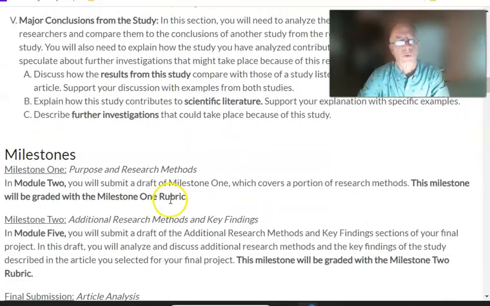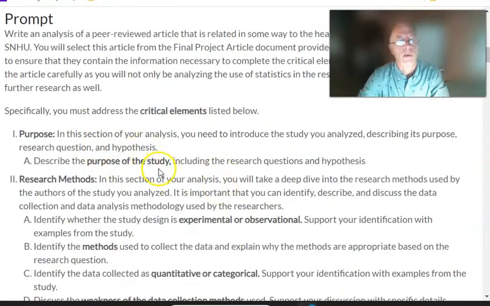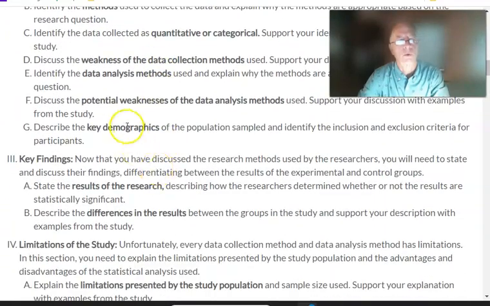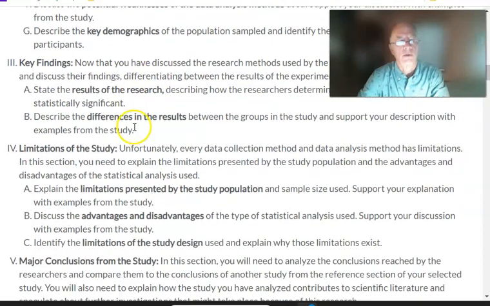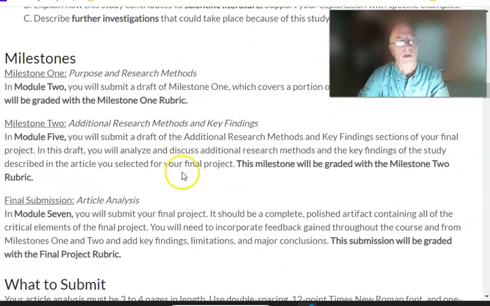So milestone 1 will just look at purpose and research methods, so just these first couple here. Then milestone 2 will look at methods of analysis and key findings. And then you'll finish it off with the final submission.